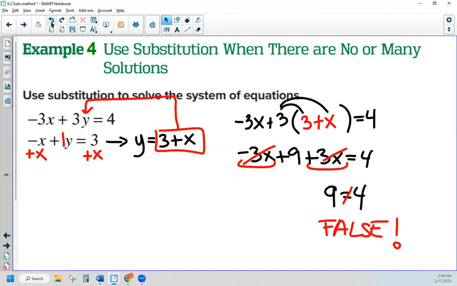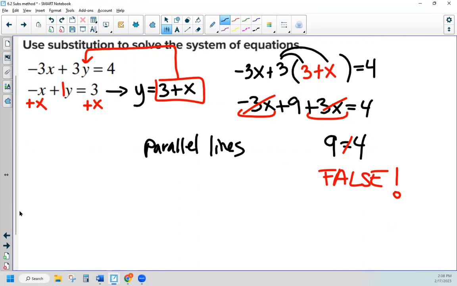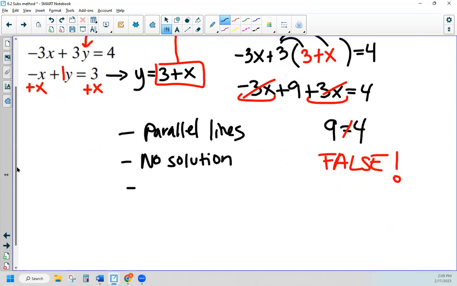So a true statement will mean that the lines are overlapping. Therefore, we have infinite amount of solutions. A false statement will mean that the lines are parallel. So parallel lines, which means no solution. Because remember, solutions are where the lines meet, or you can call them the points that will make the equation true. Since there aren't any points where the two lines meet, then that means that there's no one point that will make both equations true. All right, so parallel lines, no solutions.